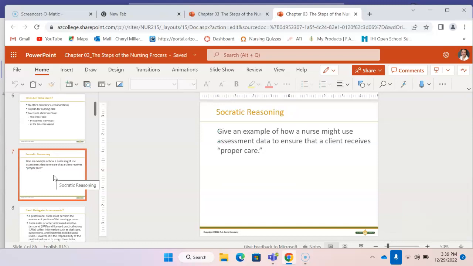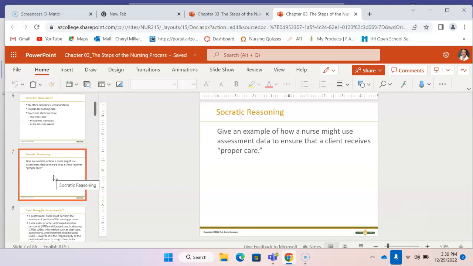So, Socratic reasoning, you're going to hear that a lot this quarter and in the immediate semesters after this too. Socratic reasoning says, give an example of how a nurse might use assessment data to ensure that a patient receives proper care. How would you use data to make sure that they receive proper care?